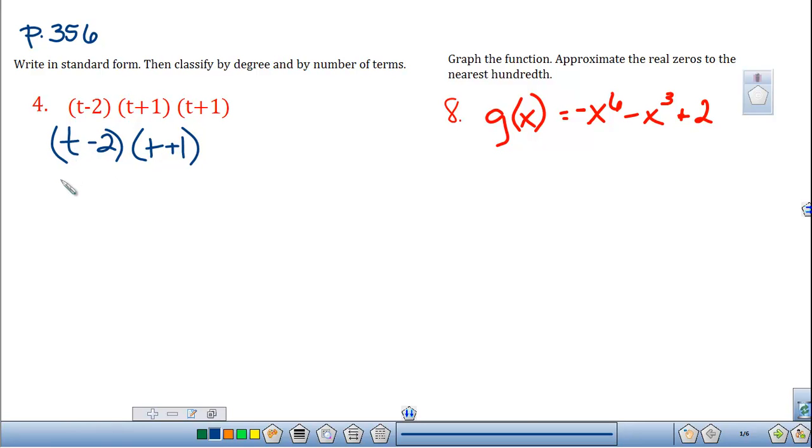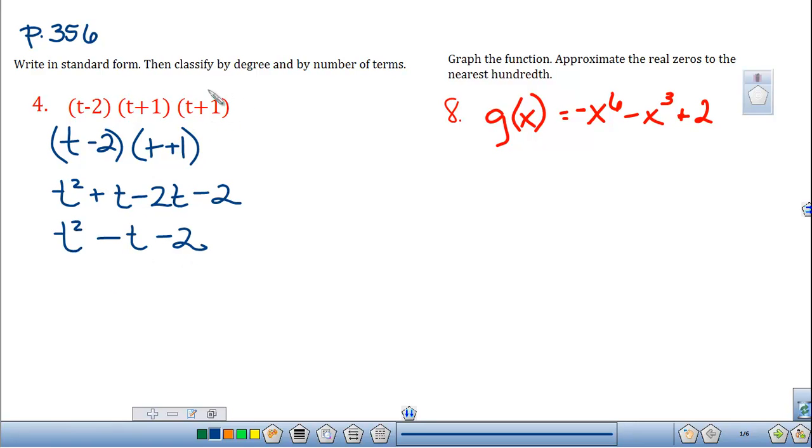T times t gives us t squared. T times positive 1 is plus 1t. Move to the negative 2. Negative 2 times t is minus 2t. And then negative 2 times 1 is negative 2. I'm going to clean up these inside terms because they are like terms. A t minus a 2t is a minus t. And we have minus 2.